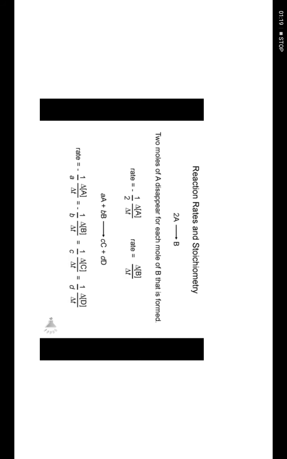We have also studied reaction rates and stoichiometry, how they are related. If we study the reaction 2A to B, then we can write the rate as minus 1 by 2 delta of the concentration of the reactant A by delta T, or we can write the rate is equal to delta of the concentration of the product B by delta T. So in general we can write it this way, according to the stoichiometry of the reaction. We have also solved two numericals.